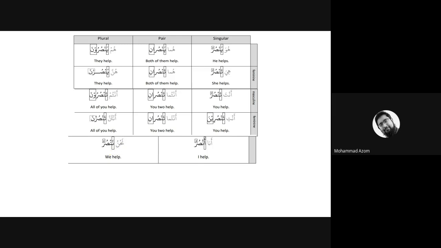Now the word nasara, which is past tense, means he helped. The present tense of it starts with yansuru. But that doesn't mean all words will be ya. Remember, I said it could be ya or it could be yu. For example, daraba means to strike, to hit something. Like nasara, daraba is a past tense: he struck or he hit something. The present tense is not yadribu, it is yudribu. The present starts with a U sound. Yudribu, yudribani, yudribuna, tudribu, tudribani. All of them start with the U sound.